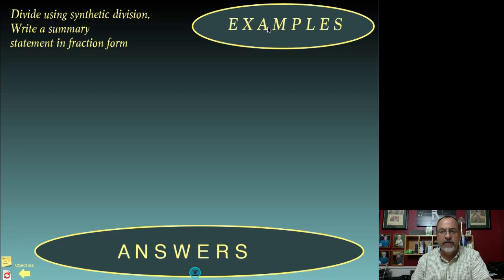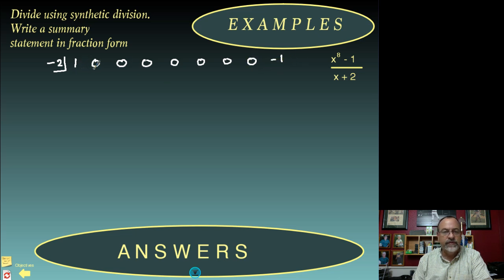I think I got one up here somewhere. Where is it? There we go. Okay, so this is kind of an interesting one. It's in linear form, so that's okay. So I'm going to divide by -2. Now I need a lot of placeholders here. So I got x to the 8, 7, 6, 5, 4, 3, 2, 1, and then my constant. So 8, 7, 6, 5, 4, 3, 2, 1, and then my constant has a coefficient -1.